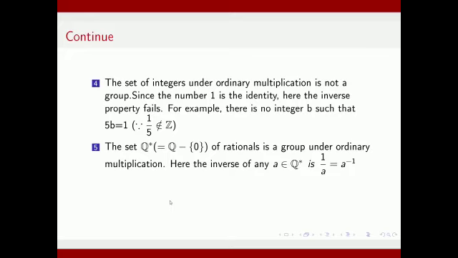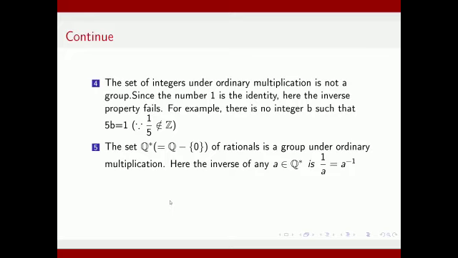Closure property means we are considering the operation is ordinary multiplication. For closure property, product of any two rationals is again a rational. Closure property is satisfied. Second is associativity is also satisfied. Identity element is 1 in Q. Now what about inverse? For any a in Q star, inverse element is 1 by a. But what about 0? Does 0 have inverse?